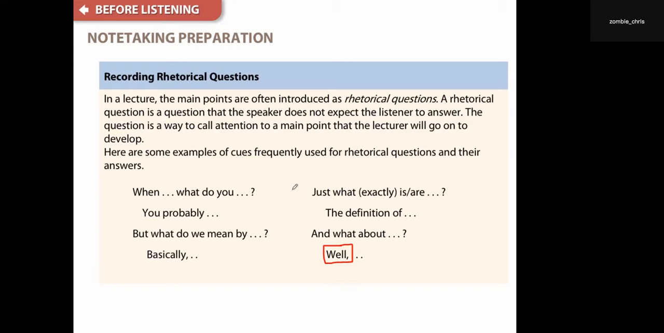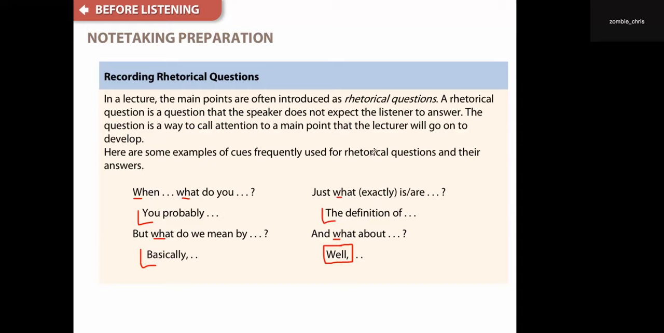So you will hear, you'll probably be asking yourself, basically we know this from, the definition of, I'll give you a dictionary definition of. We will hear all of these cues. So it's always WH, WH, WH. What exactly is, when, what? Where do you go for this? Well, it will always be those WH questions. Never have you ever. Have you ever is not rhetorical.